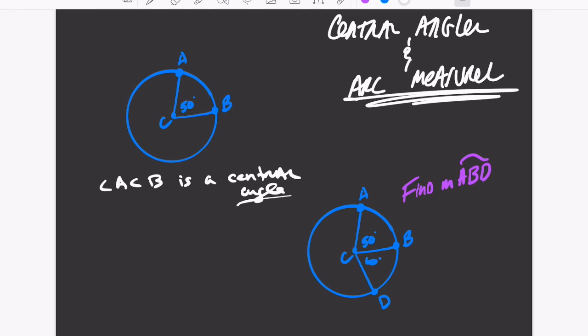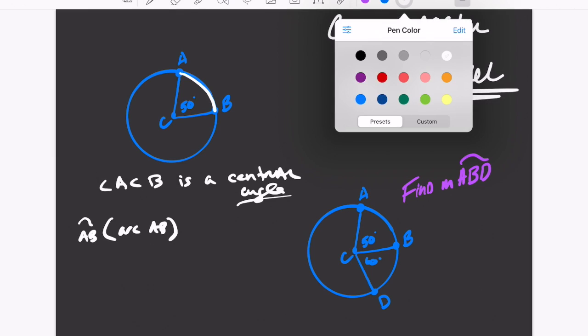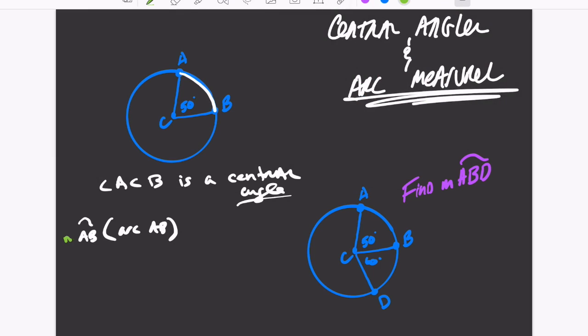And the key thing about a central angle is that it has the same measure as its arc. And by arc, I mean a piece of the outside of the circle. So this, I could say, is arc AB. I'd write it like this, arc AB, or you could write it out, arc AB. And the idea here is that the measure of that arc is the same as its central angle. So the measure here of arc AB is 50 degrees.